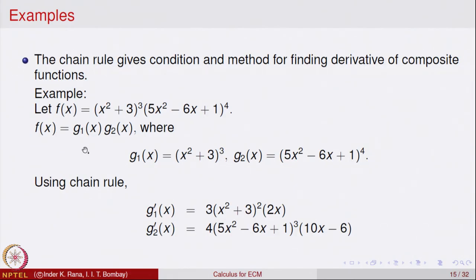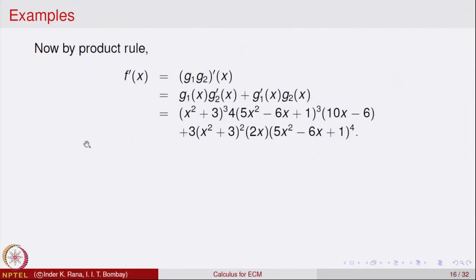Now the derivative of f by product rule we can compute as g1 of x into g2 dash of x plus g1 dash of x into g2 of x, and put the values of g1, g2 dash, g1 dash and g2, and it comes out equal to this. So that is how you use your chain rule to find out the derivative of complicated functions. You should do more and more practice of these things, so that given a function, you are able to compute its derivative using these rules.